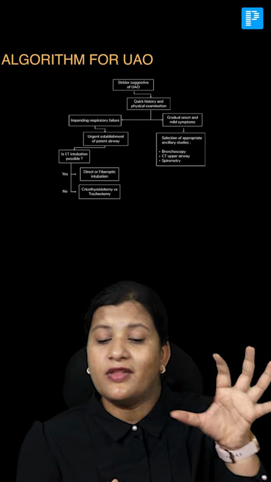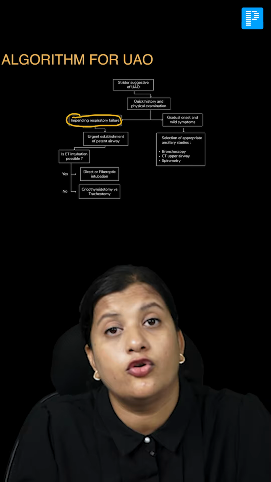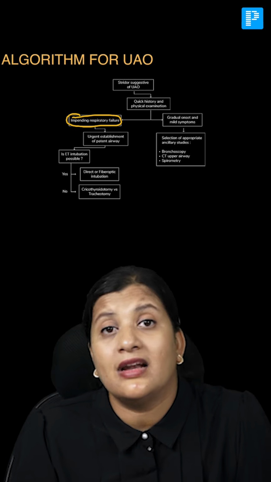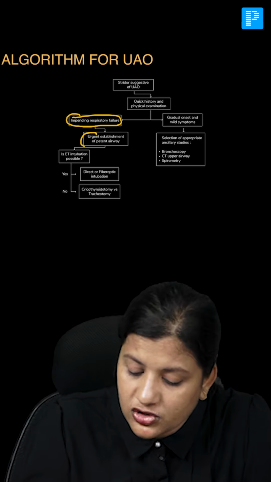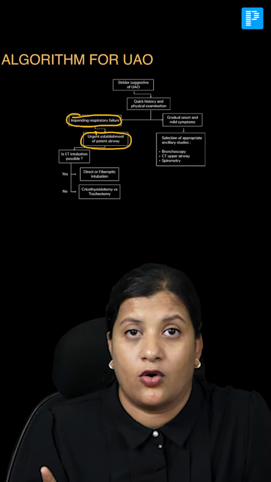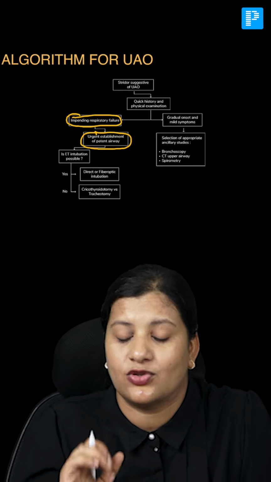failure. So, if the patient is having an impending respiratory failure, you have to have an urgent establishment of the airway, because that is critical for the patient. So you must urgently establish an airway so that the airway is secured. We know the lines of emergency, the airway, breathing and circulation. So airway has to be secured.